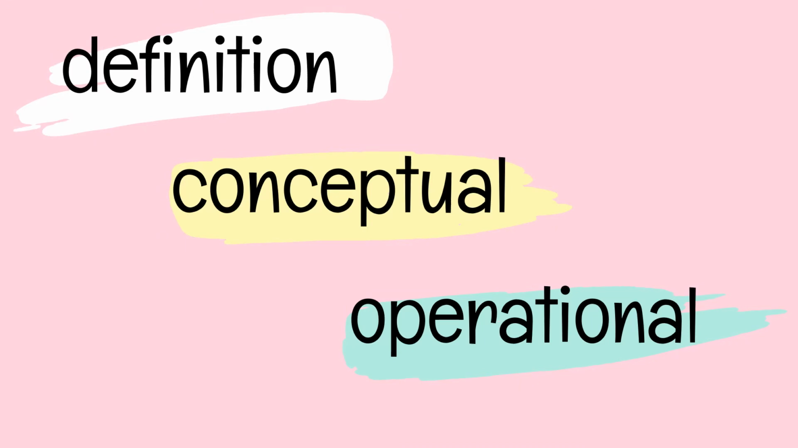Another component of Chapter 2 is the definition of terms. Always remember that a clear definition should be stated for all important variables, especially if these are to be measured by means of specific instruments or a combination of devices. Definition can be either conceptual or operational or a combination of both.